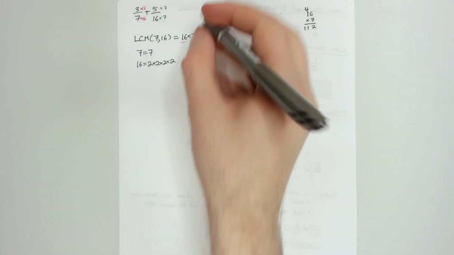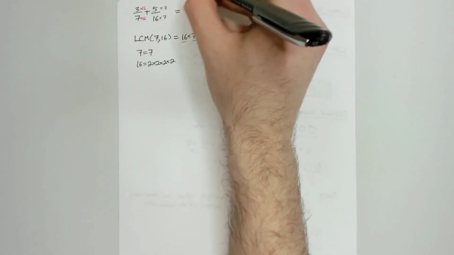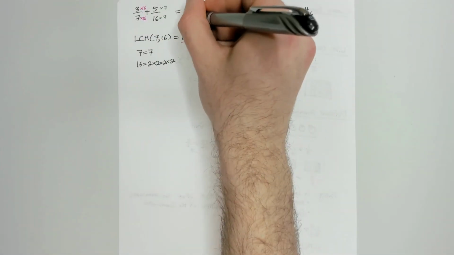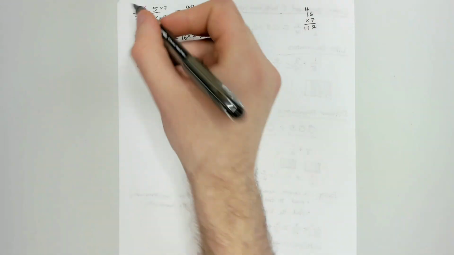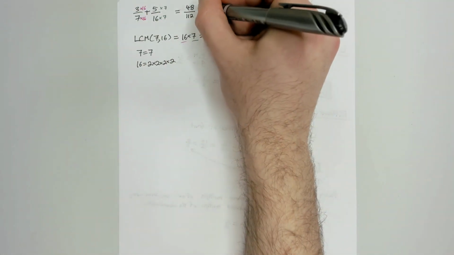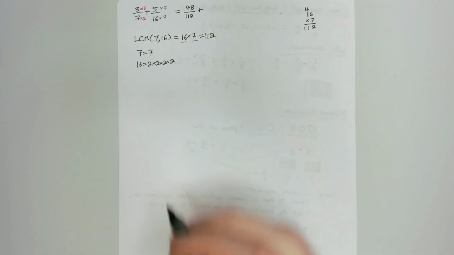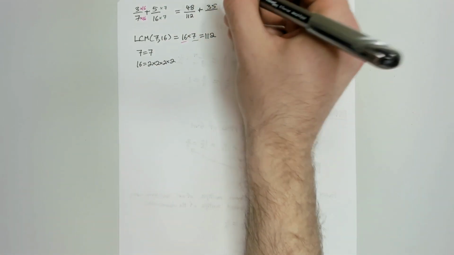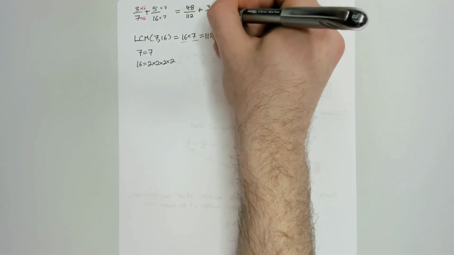our common denominator. So 3 times 16, that's 48. 7 times 16, 112. So 48 over 112 is equivalent to 3 over 7. And then 5/16, well, 5 times 7 is 35. And 16 times 7, once again, is 112. That's our common denominator.